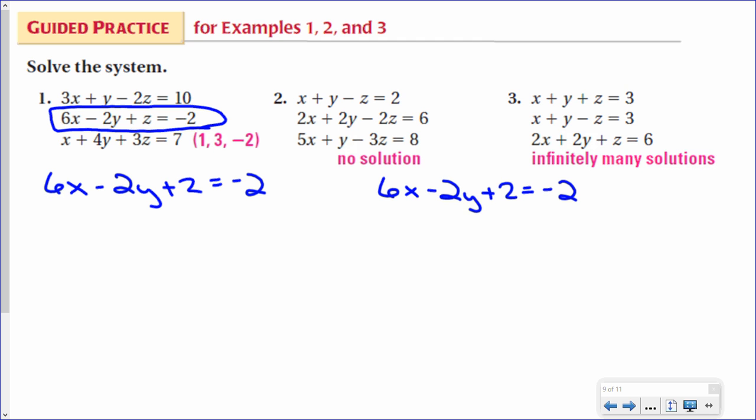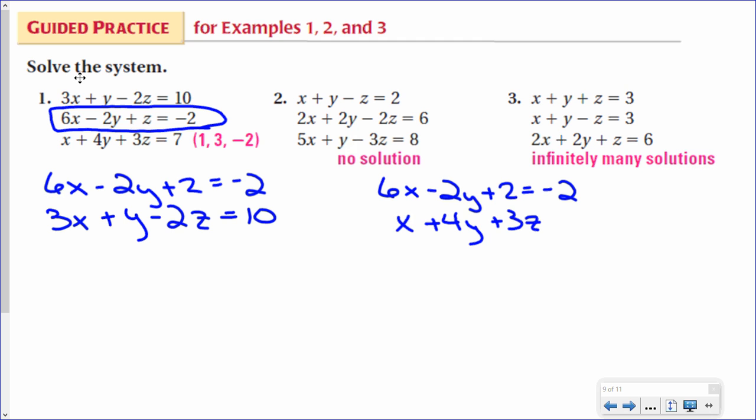Okay, now I got to mix and match. Top one. Bottom one. All right, so now it's just kind of looking at your x's, looking at your y's and your z's, and just trying to figure out what would be the easiest route.